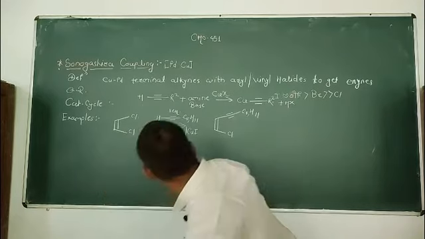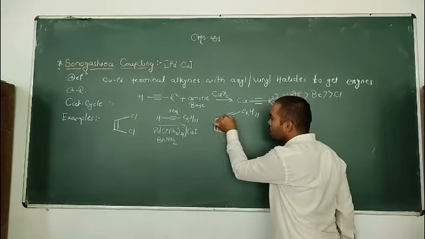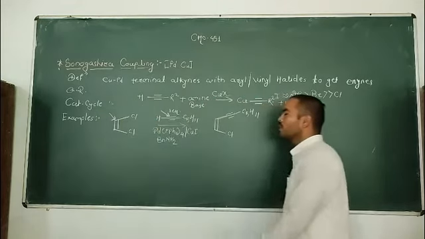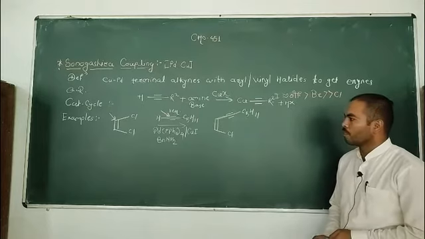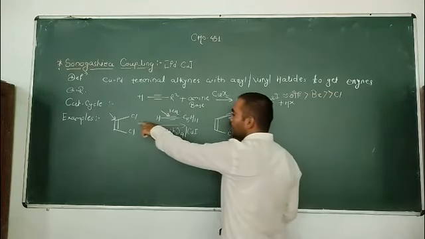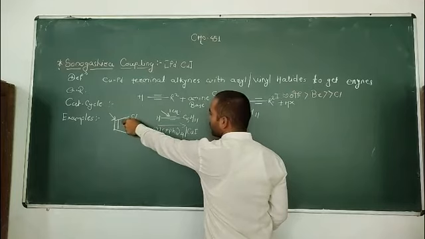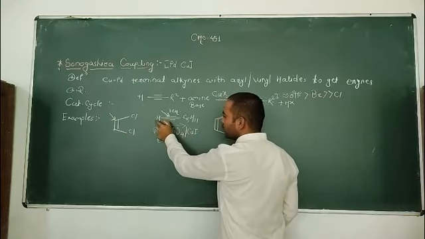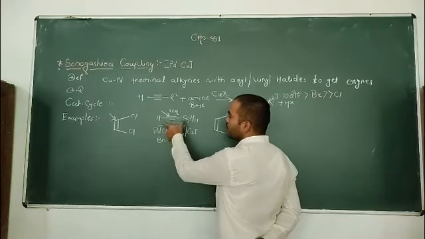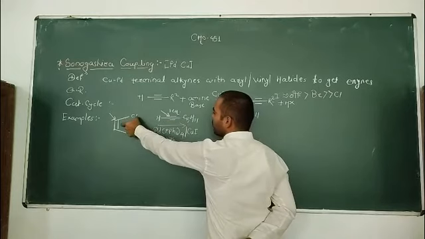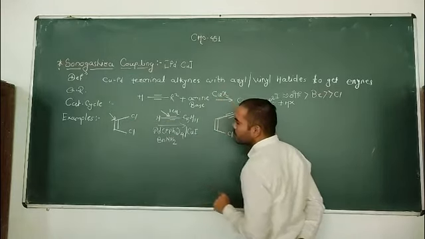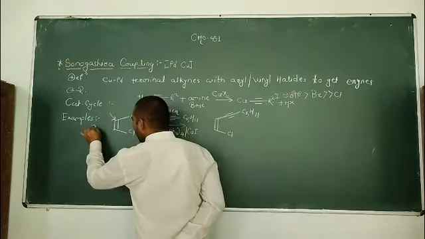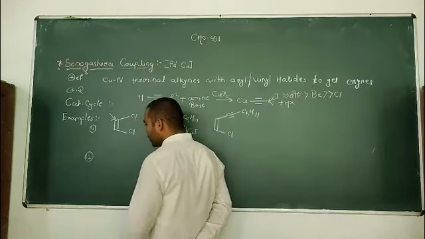A new bond formation takes place between these two carbons, this carbon and this carbon. Here chlorine departs, where oxidative addition takes place. After that, side by side, copper will be replaced by hydrogen, and this is the copper compound, here this one is palladium. Then in the second step transmetallation takes place, and after reductive elimination we get this coupled product. This one is our first example. Like that, there are second examples.